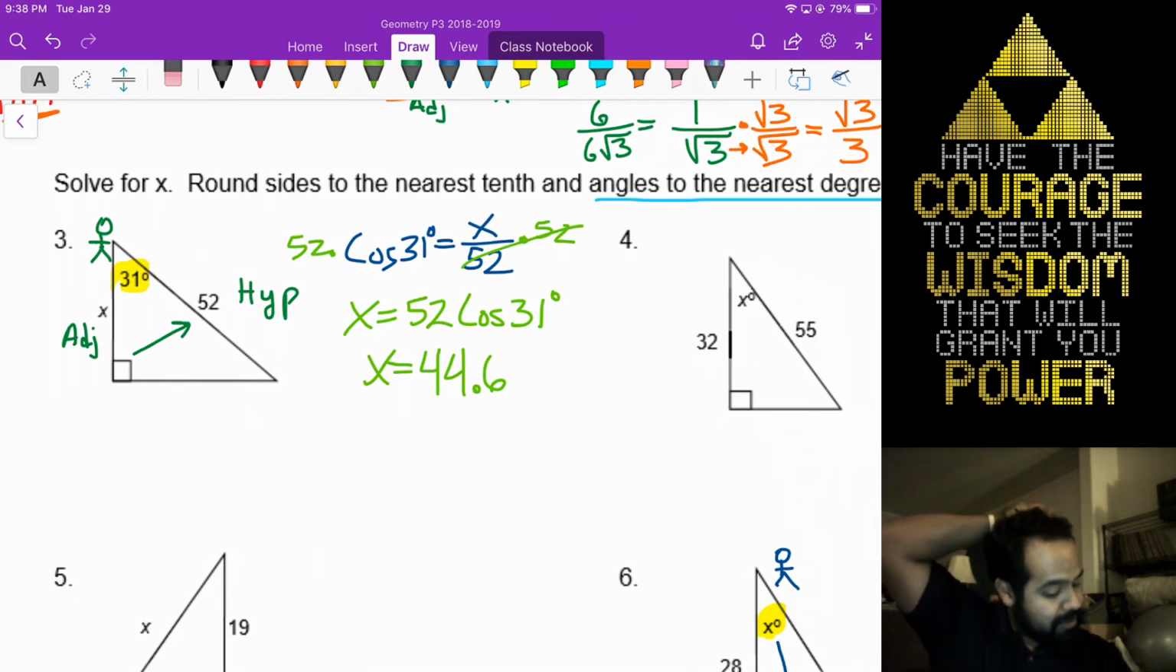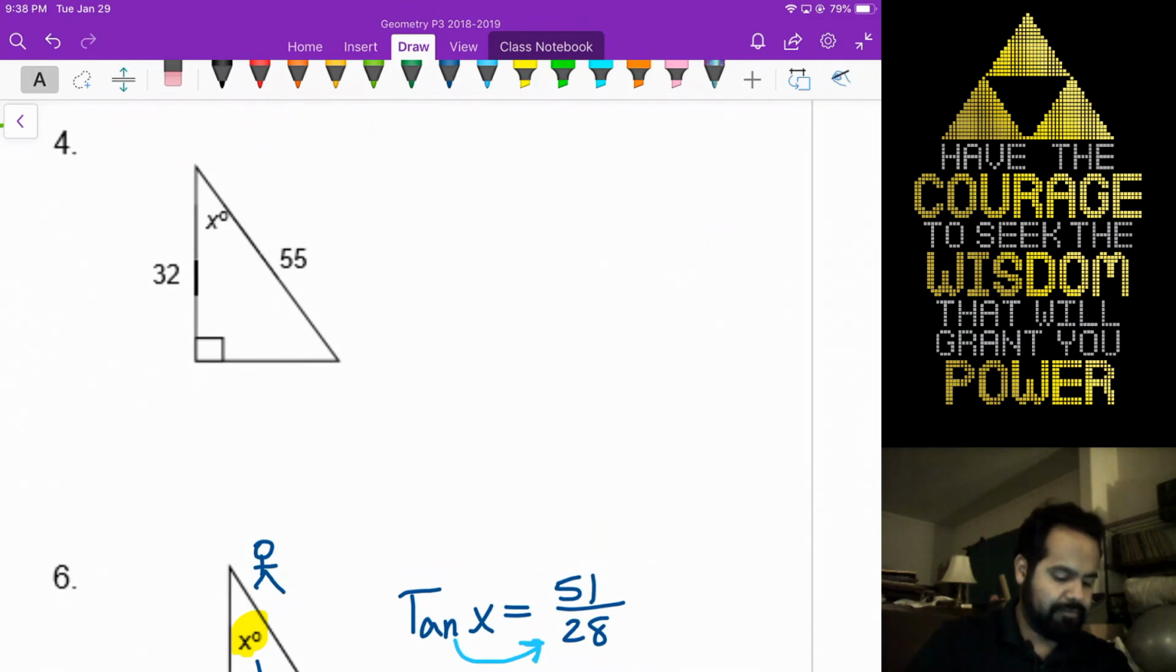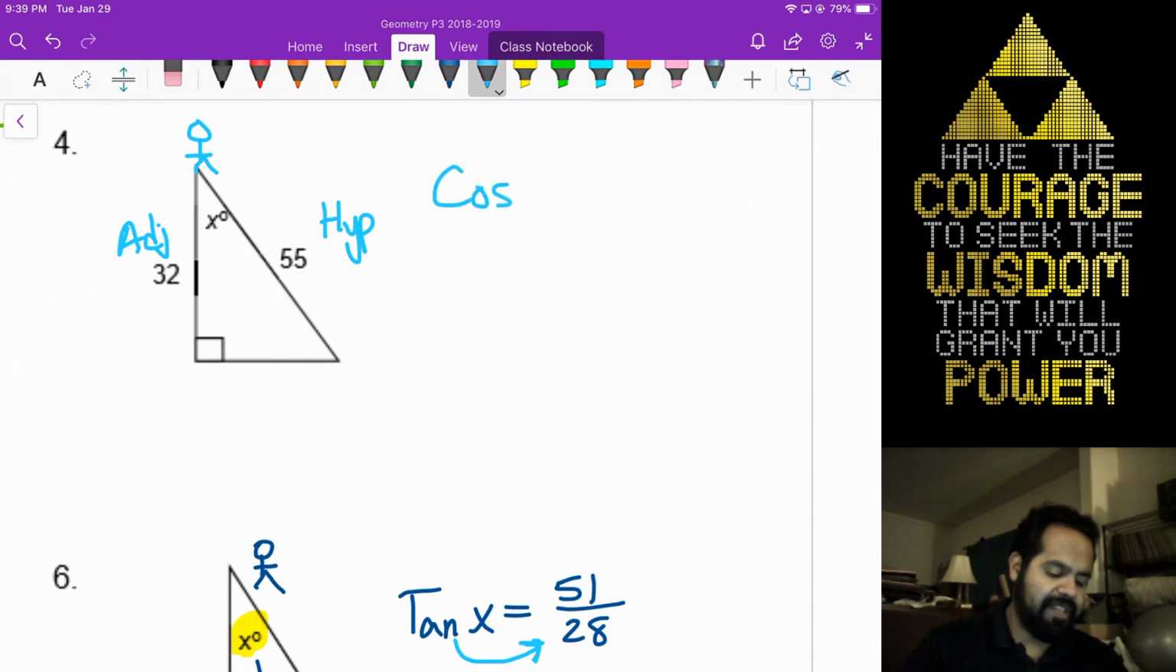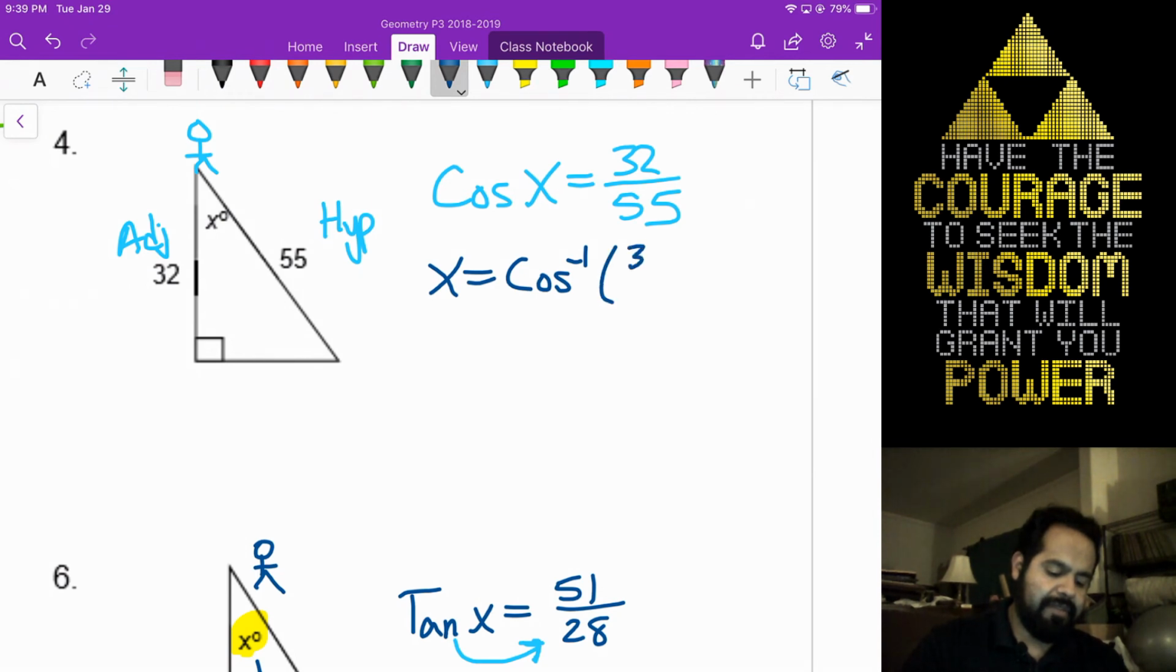All right. So then number 4. It looks like it's the same thing. The difference is I have no angle values. So if I'm missing an angle, I'm probably going to do inverse trig. So that looks like cosine of x equals 32 over 55. So then x equals inverse cosine of 32 over 55. Yay!